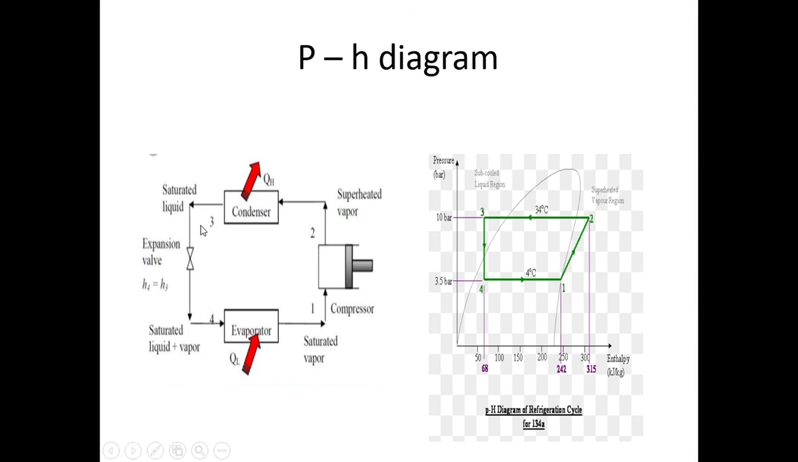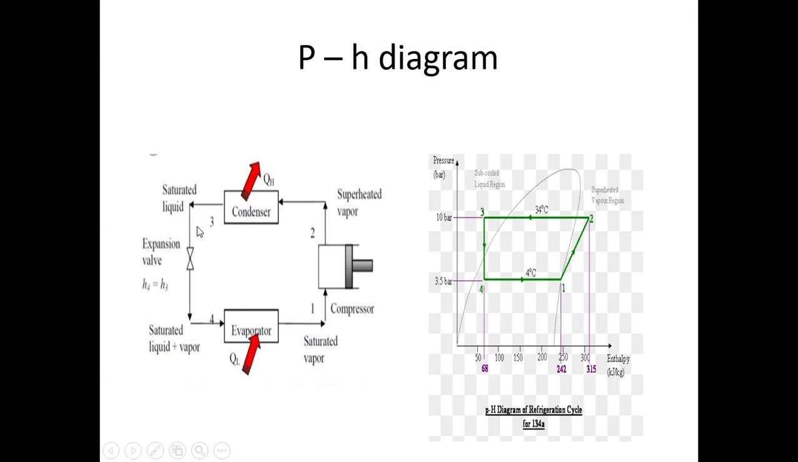2 3 is the condensation process. Condensation is a constant pressure process because there is no pressure change in the condenser. So 2 3 will be a constant pressure line, a straight line, perpendicular to the pressure axis. So it's a constant pressure line.